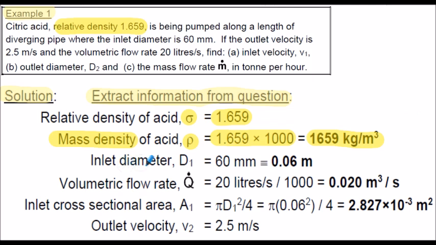We're given in the question the inlet diameter, D1, that's 60 millimeters, and I've converted that immediately into meters, 0.06 meters. We're given the volumetric flow rate in the question, Q dot, that's 20 litres per second. I divided the value by 1,000. That converts the volumetric flow rate into meters cubed per second.